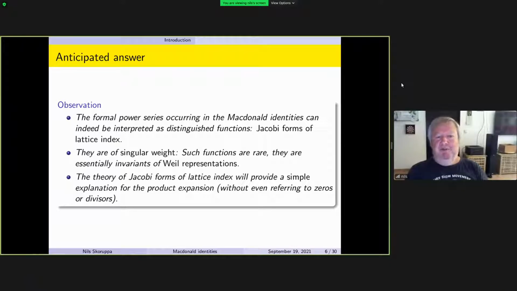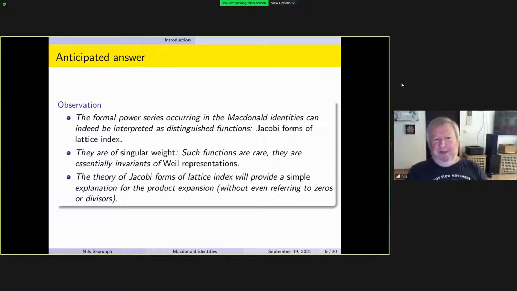So this formal power series in the Macdonald identities is indeed a Jacobi form, but a Jacobi form of lattice index. This extension of the notion of Jacobi forms was given by Eichler and Zagier 40 years ago. And these Jacobi forms that you have there in the Macdonald identities are of singular weight. I explain later what this means, but singular weight Jacobi forms are quite rare. One should always look at them with great interest, because usually they are connected to very interesting things in mathematics.